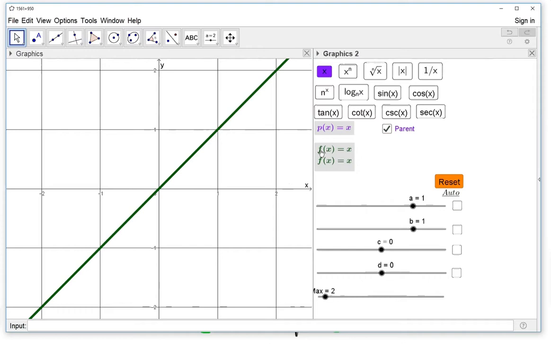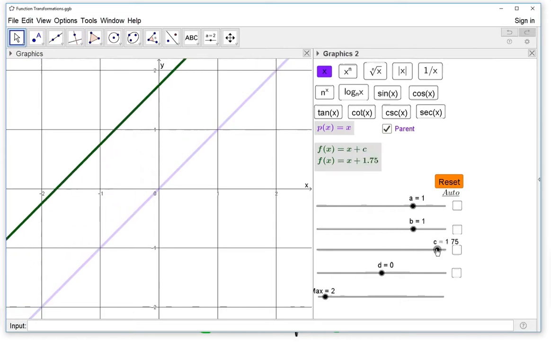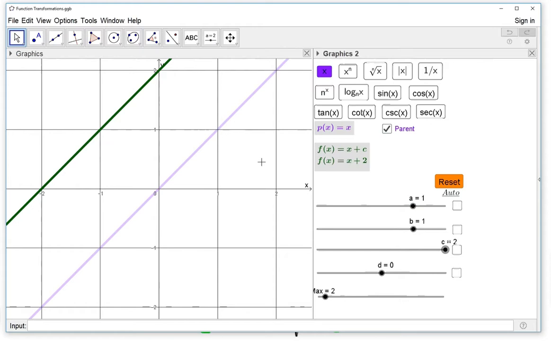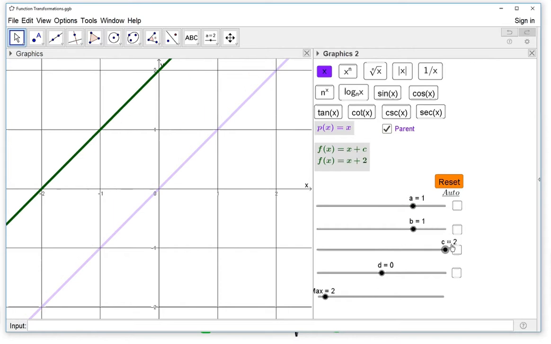Here we have our first function, f of x equals x. I want you to notice what happens when I add 2 to the x value, and we're going to call that c, and you'll see why in a little bit. When c is equal to 2, notice what happens. The green function f of x shifted 2 to the left from my parent function p of x equals x. Why does that happen? You would think it would shift to the right. Why does it move to the left when we make c equal to plus 2? Well, that's what we're going to find out.